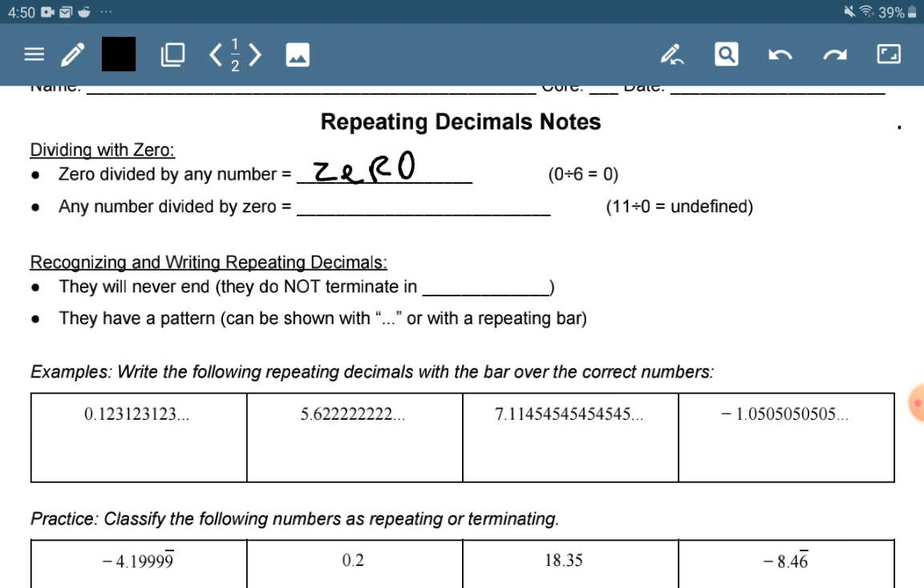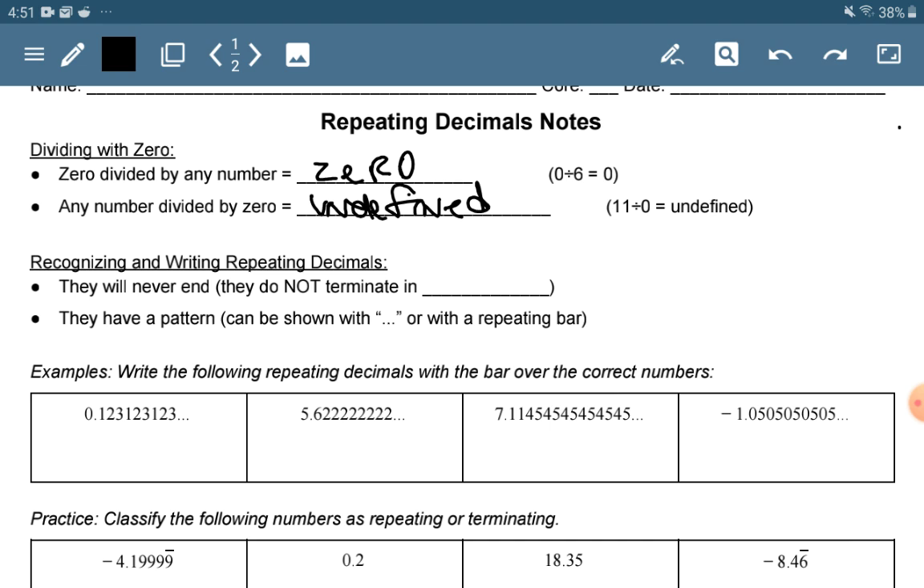So think of it like this. If you have 0 pieces of candy and you want to split it up among 6 people, each person's going to get 0 pieces. However, in our next bullet point there, if I start with any other number and I divide it by 0, so 0 is second or it's on the bottom of a fraction, our answer is going to be undefined. Basically, that means we cannot do it. It's impossible.